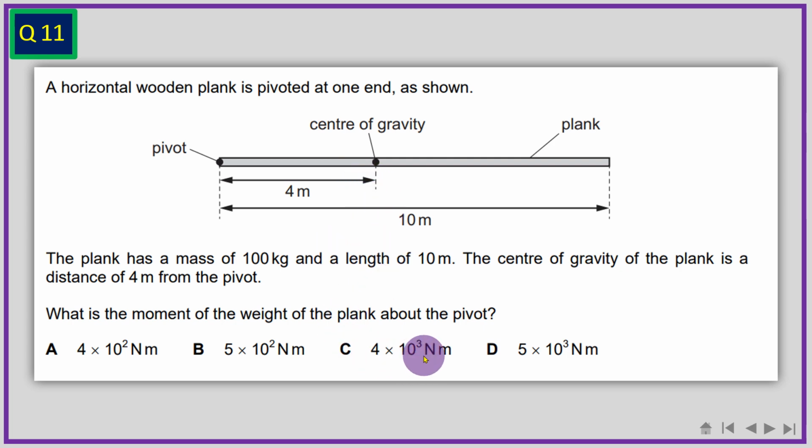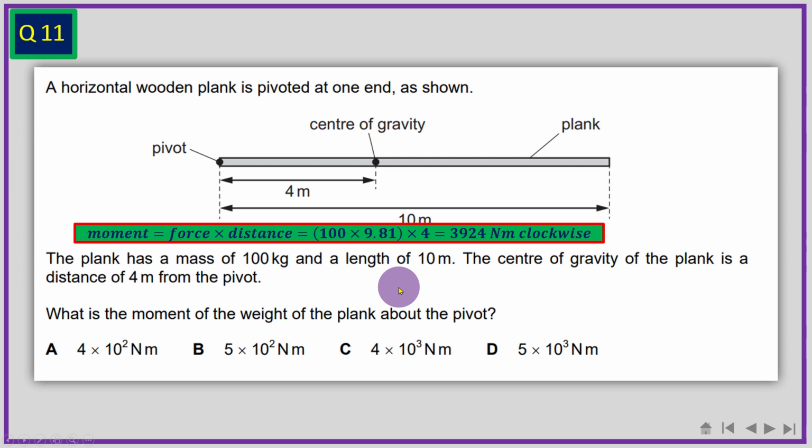So that answer should be this one, part C. But maybe you may use the value of g as 9.81. It really does not make much difference because the answer is so close to 4000 newton meters clockwise. And that is how we work out that part of the question.